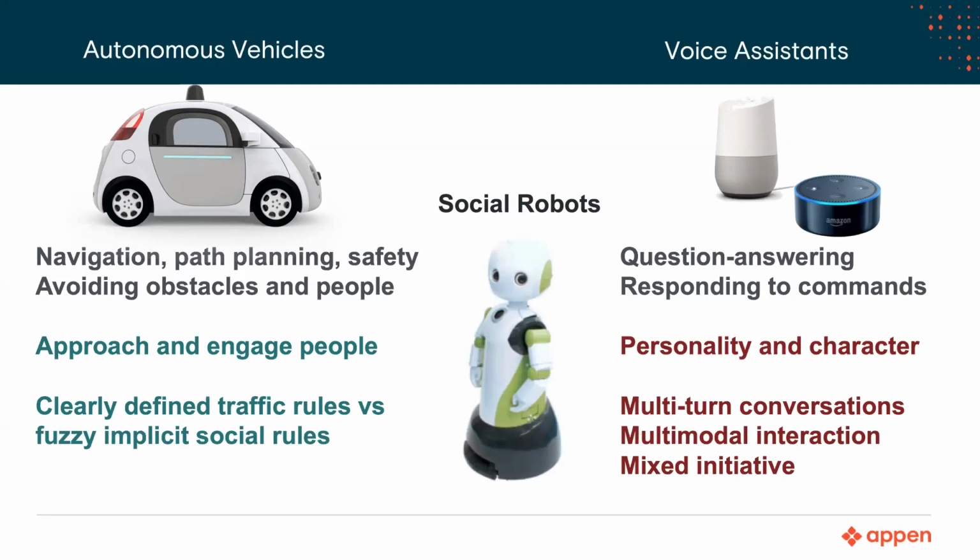They're related to both. Instead of avoiding objects and people, the robots need to approach and engage people. Instead of following clearly defined traffic rules, they have to follow the fuzzy, implicit social rules of our society. And like a voice assistant, it also has to do conversation like question answering, but it should have a personality because there is embodiment in a robot. Aside from that, it should handle complex multi-turn conversation and multimodal, mixed-initiative interactions.